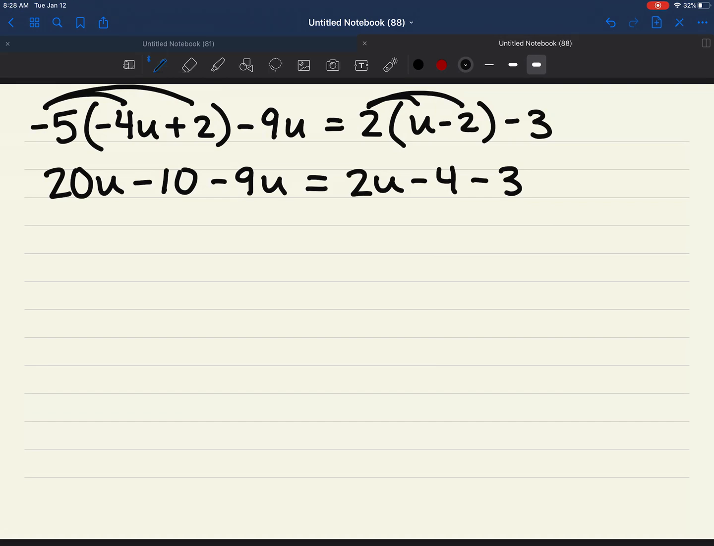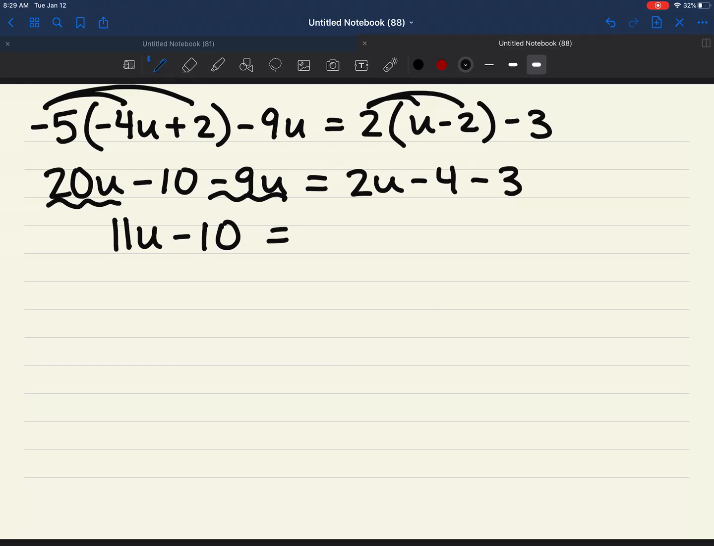Then you draw your line. Not yet. Well then you do 20u minus 9u. Perfect. What's 20 minus 9? It's fine, Carson. 11. Okay, are you going to do anything with that -10? Not yet. So we did 20u minus 9u, and then just brought down the -10. What can you combine on the other side?